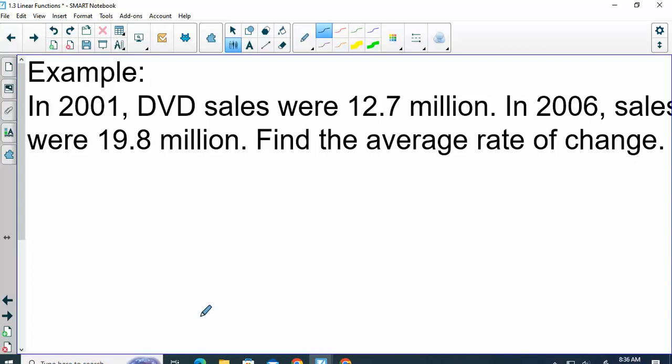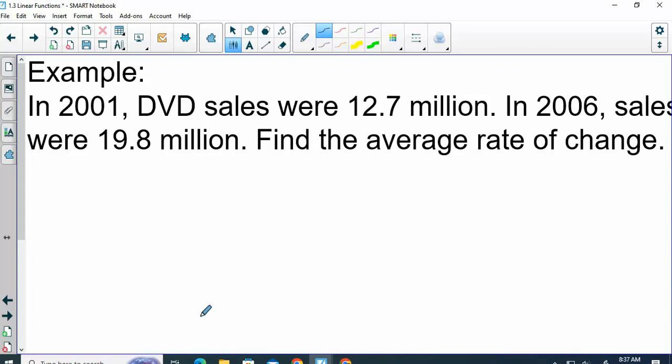Last slide. In 2001, DVD sales were 12.7 million. In 2006, sales were 19.8 million. Find the average rate of change.